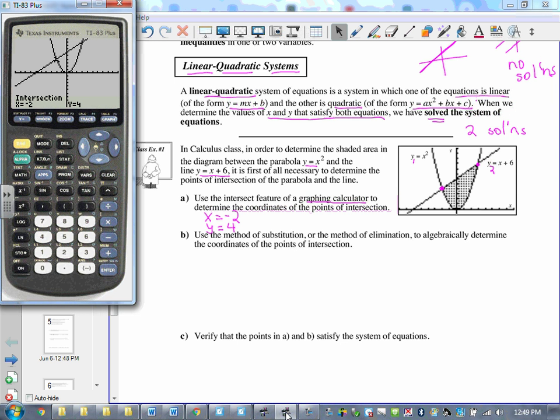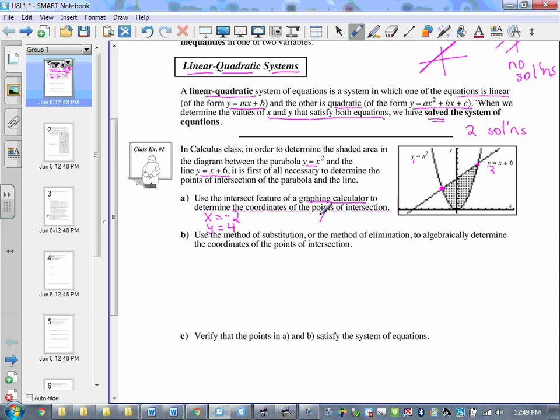I got x equals 3 and y equals 9. That's what Reese got. Did everyone else get that? Anyone else still working on it and needs some help getting that? Nope. So far, so good. So solving graphically, pretty easy. We've been doing lots of that, right?